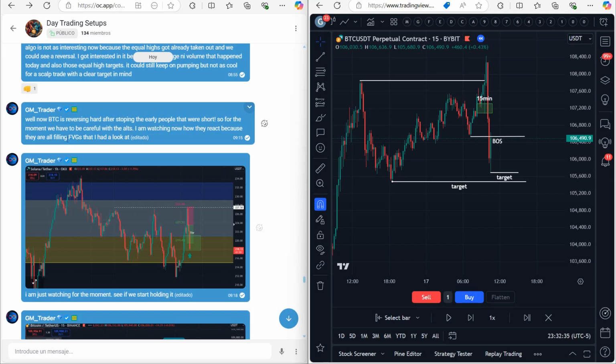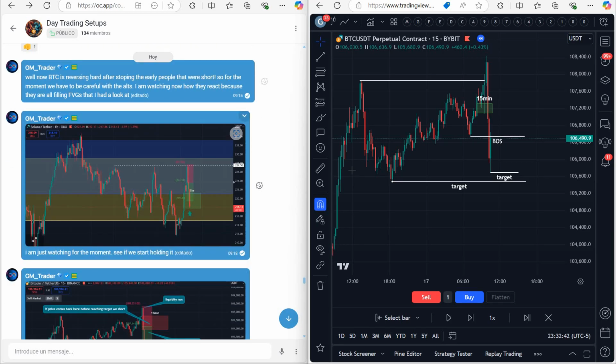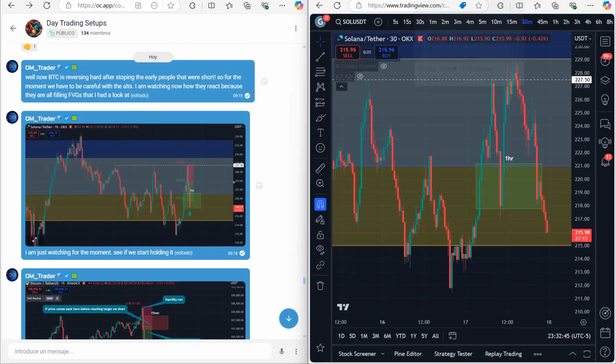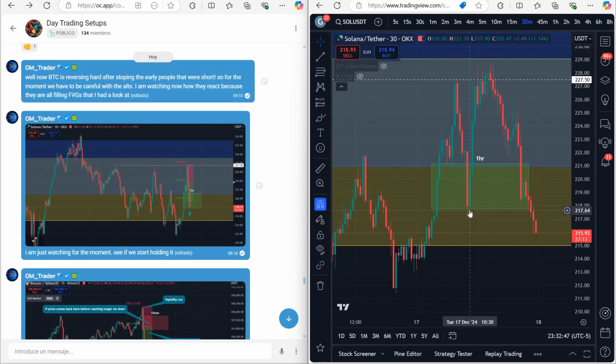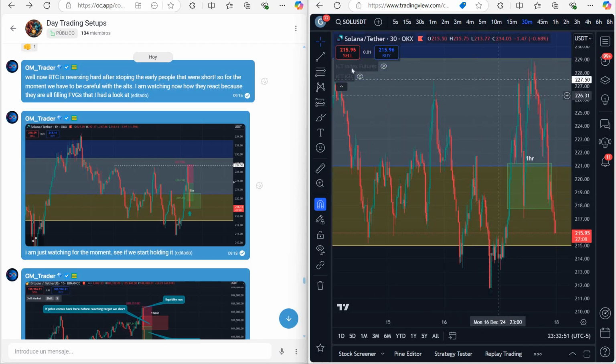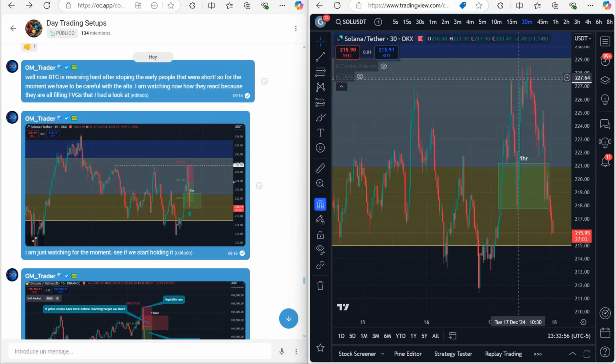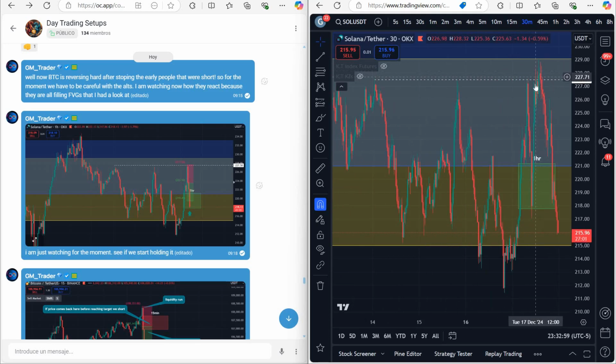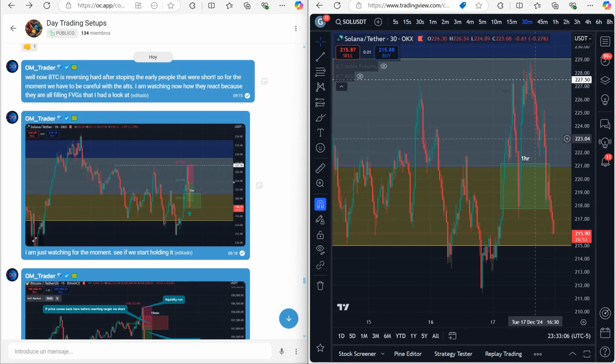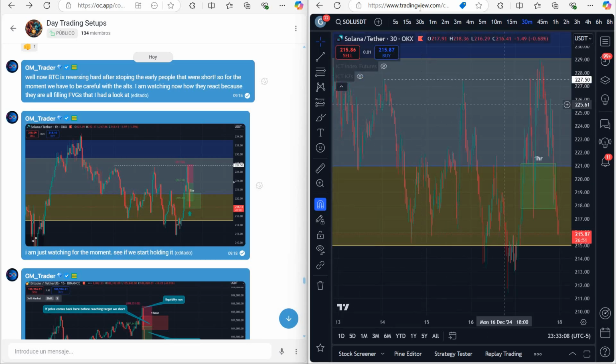I'm watching now how they react, because they are feeling FVGs, fair value gaps, that I had a look at. So it got to the bottom of this white box that I had. And I did long here, so I did okay on Sol, because we had not taken these three equal highs. So we rushed it, took it. I closed my position around here just before, because Bitcoin was really worrying. So I closed my position just before, and then it went on crashing. So that's why we take profit over those highs.